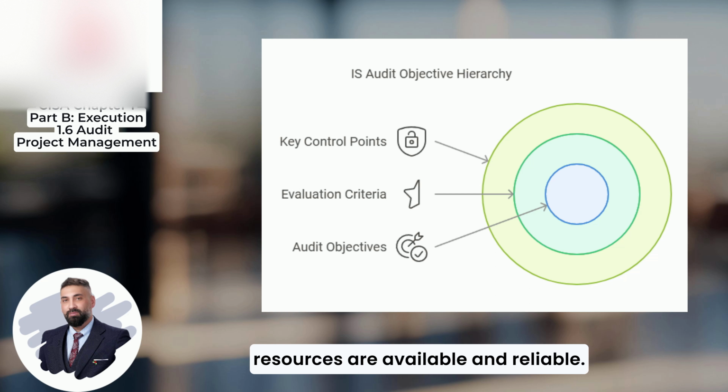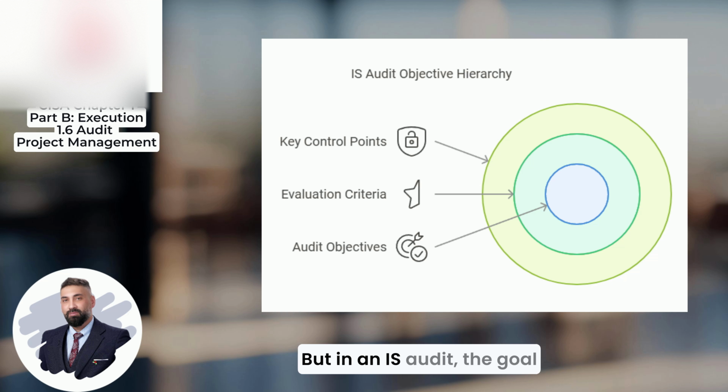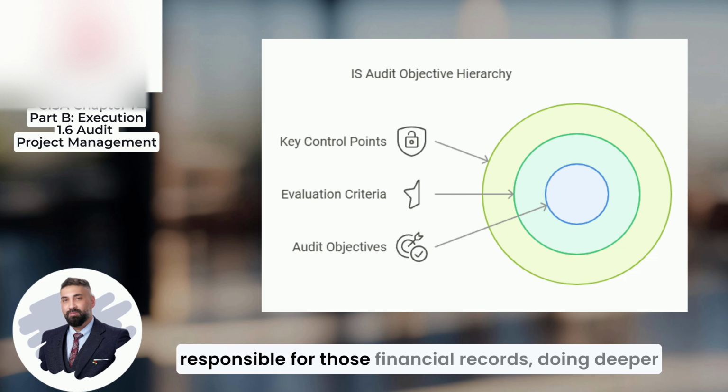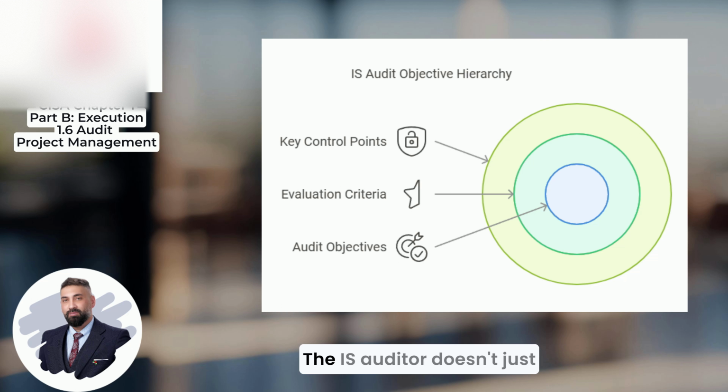Sometimes, audit objectives draw a line between control assessments and testing. For instance, in a financial audit, one goal might be to confirm that expenses are recorded properly. But in an IS audit, the goal might also include auditing the IT systems responsible for those financial records, doing deeper dives to validate that errors get caught automatically, or security mechanisms prevent unauthorized access. The IS auditor doesn't just observe, they evaluate and verify.